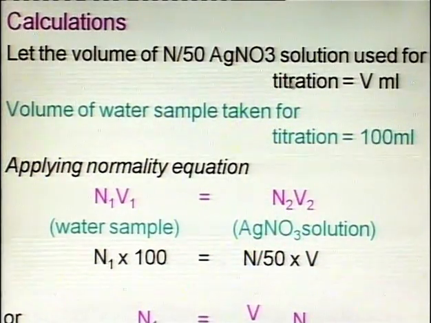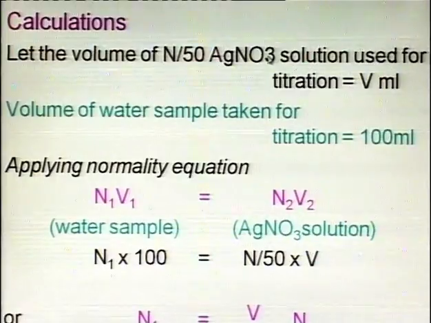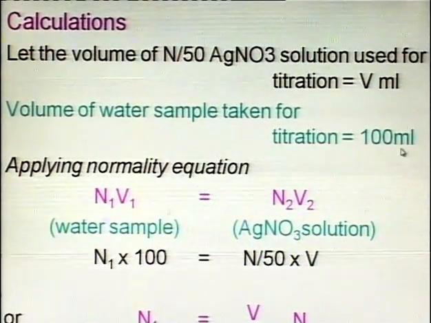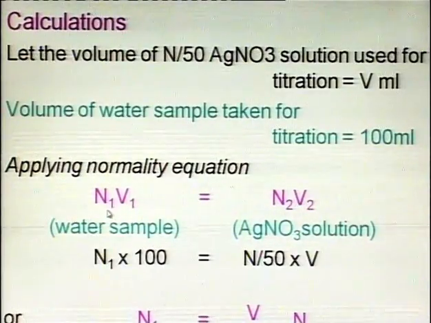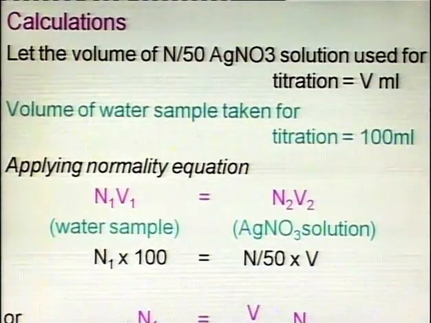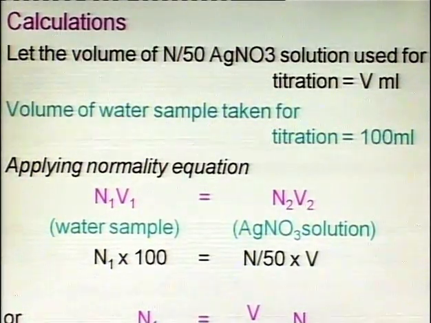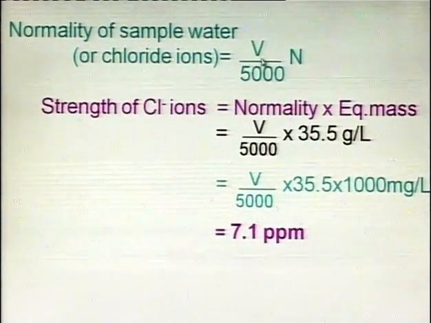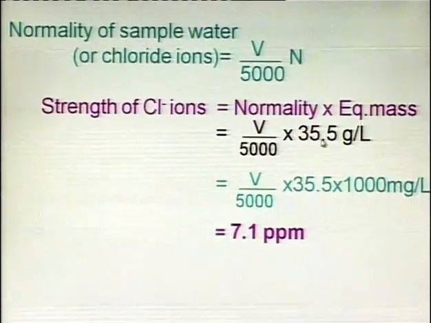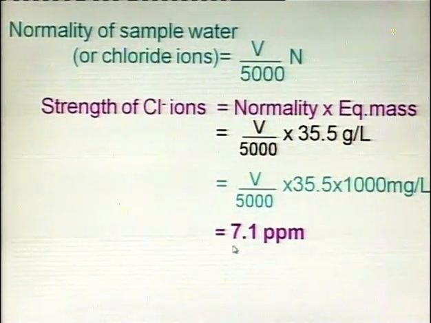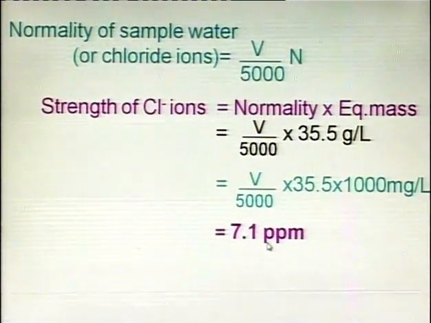Calculations: V1 ml of silver nitrate is used. Volume of water sample taken for each titration is 100 ml. Normality equation is N1V1 = N2V2. N1 is to be calculated, which comes out to be V/5000 N. So, normality of sample water is equal to V/5000 multiplied by equivalent mass. So, the strength of chloride ions comes out to be 7.1 ppm.